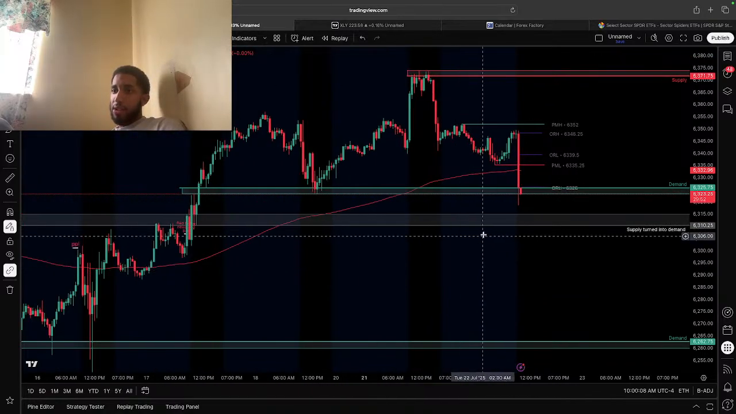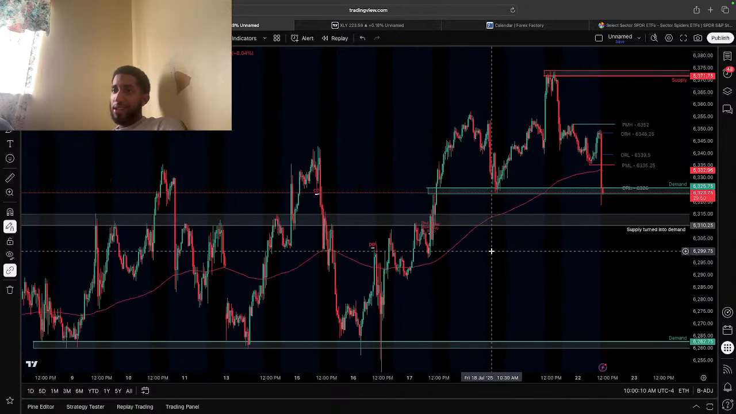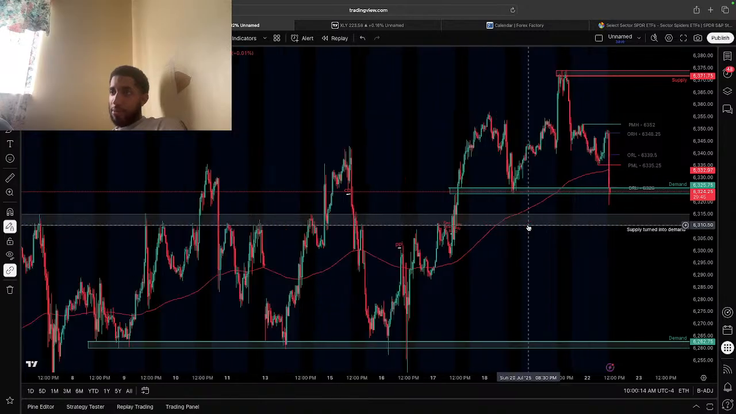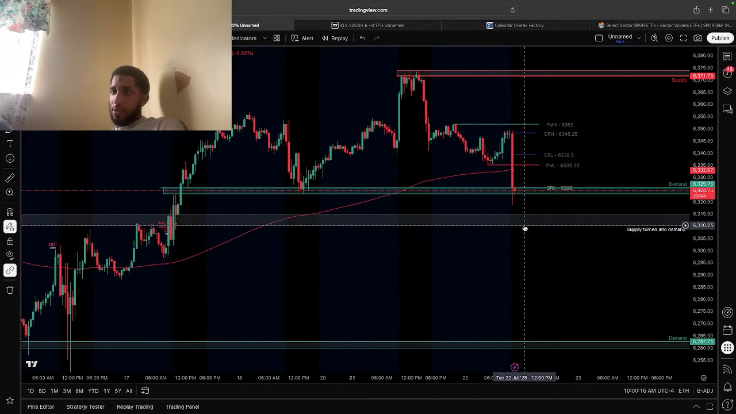I'm telling you, the area to go long from is the 6310 level. It's probably the best optimal level to go long from.